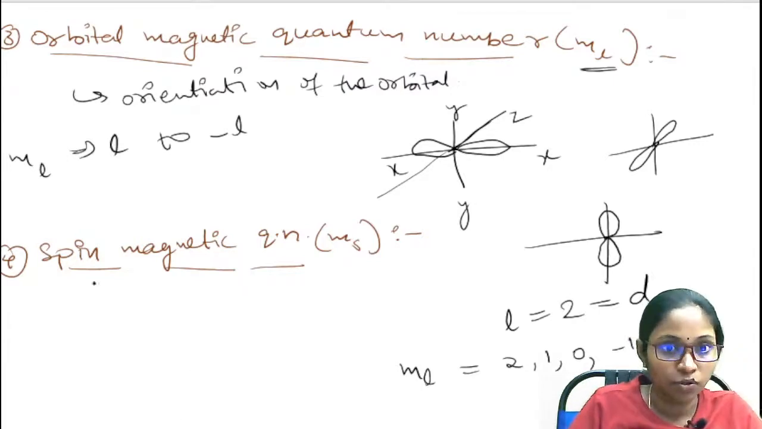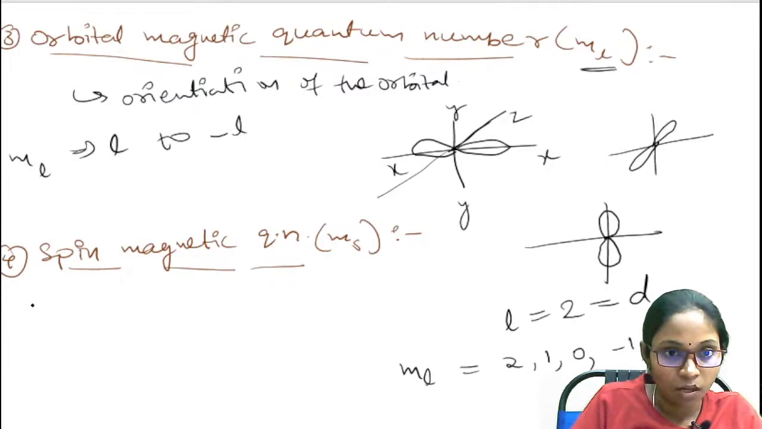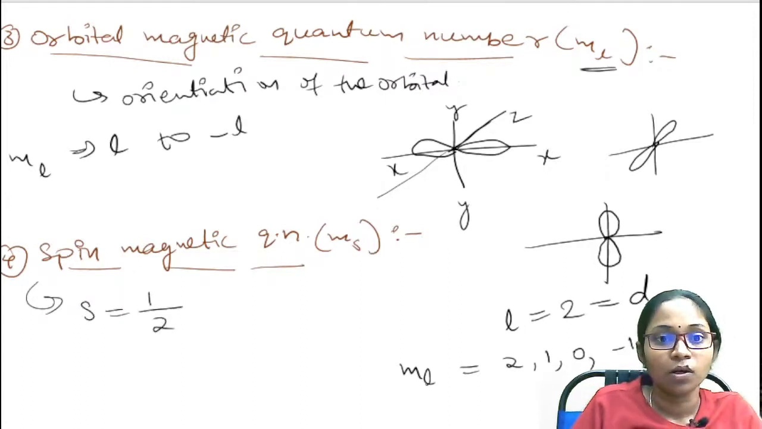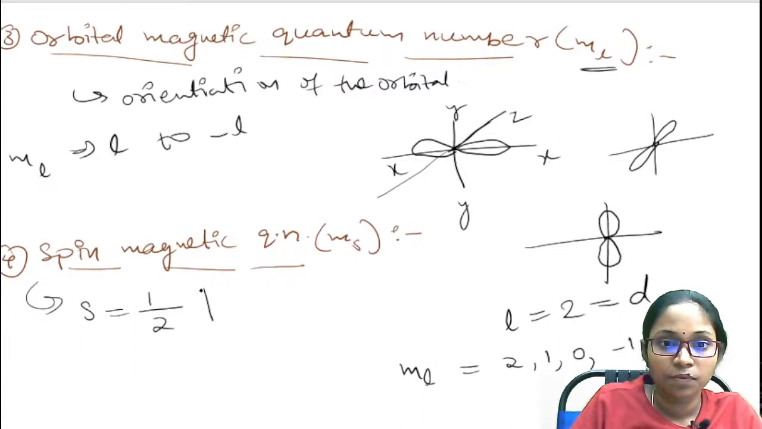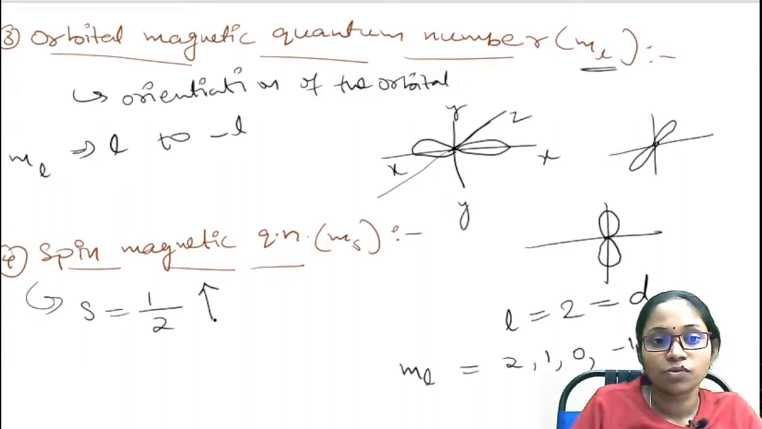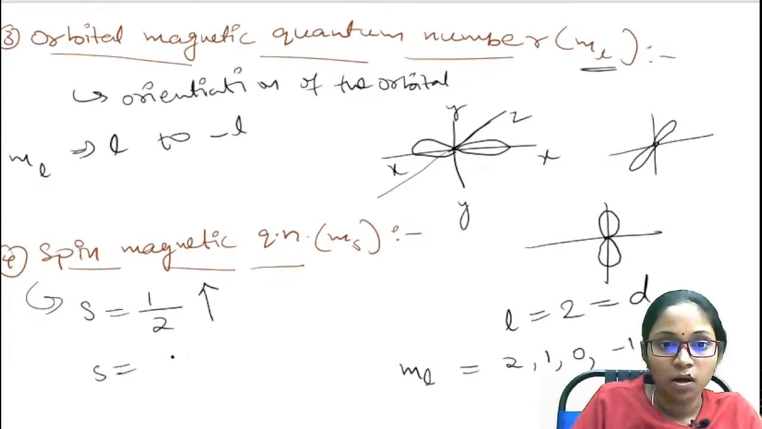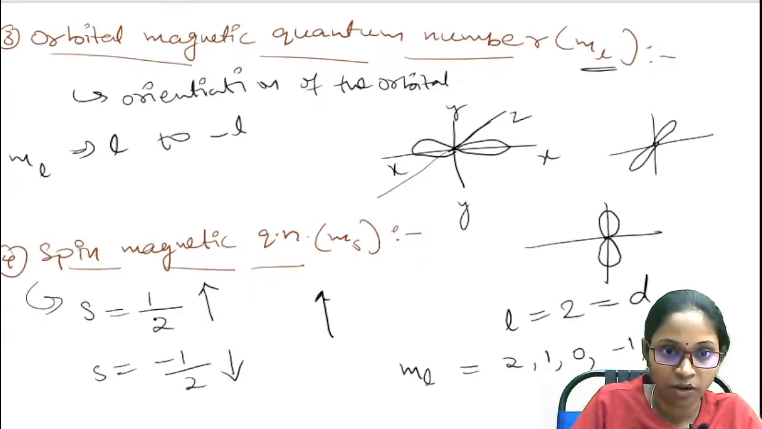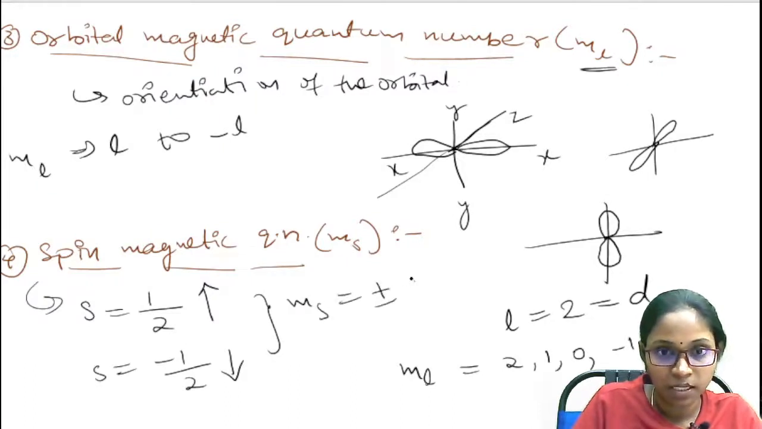Okay, and coming to spin quantum number, before going to explain the spin quantum number, you have to know about the spin of the electron. Spin of the electron is half. Okay, if this electron is clockwise, it will be plus half, otherwise you will have minus half. Okay, if the electron spin is in upward direction, you will have plus half. If it is downward direction, you will have minus half. This spin quantum number take the values of plus or minus half.